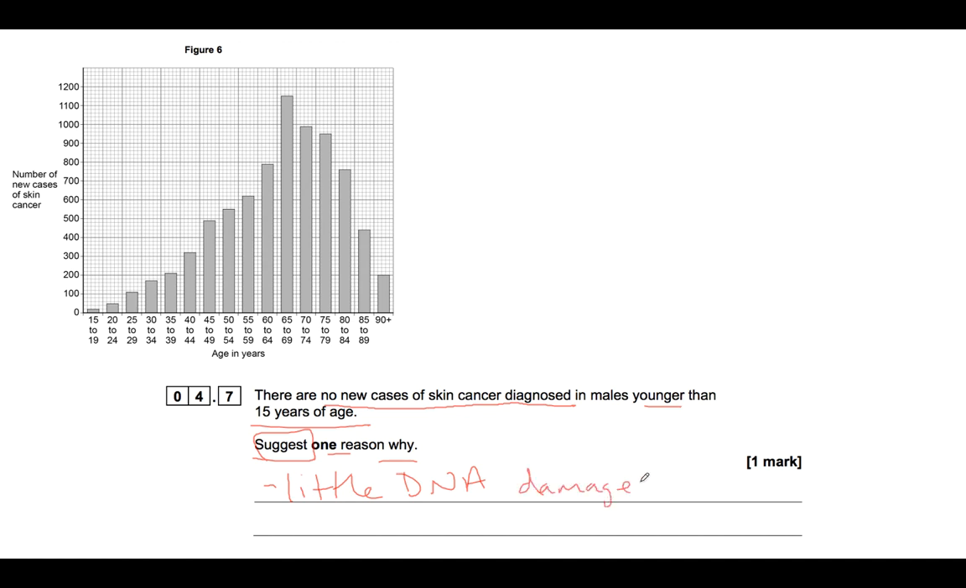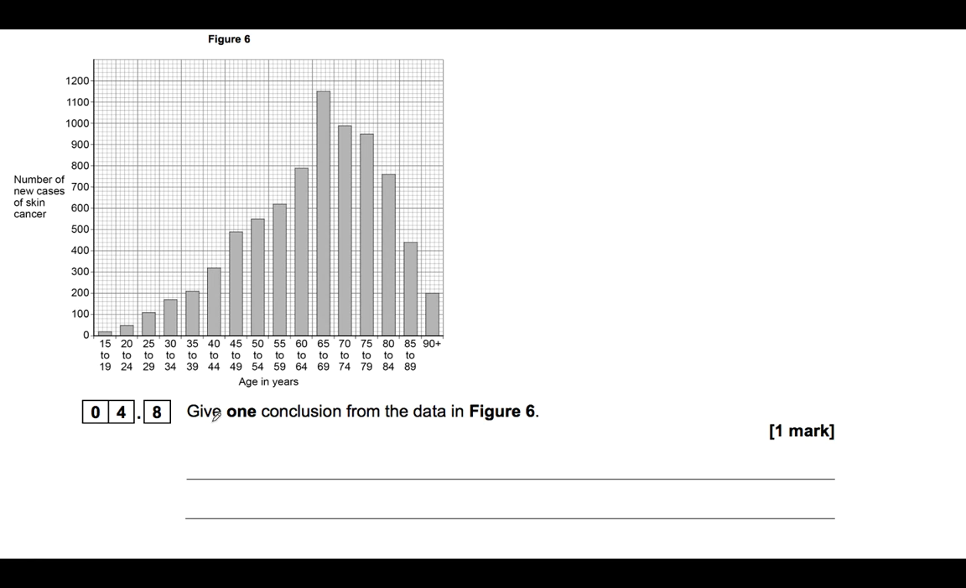You could also say they haven't really been exposed to UV light very much in comparison to people who are in their 50s and 60s. You could also say that people who are younger tend to use suntan cream a lot more than some older people. So that's another possible answer you could give there. But they've had little DNA damage in comparison is the most obvious answer. Because remember, that DNA damage leads to mutation, which can lead to cancer. On to question 4.8.